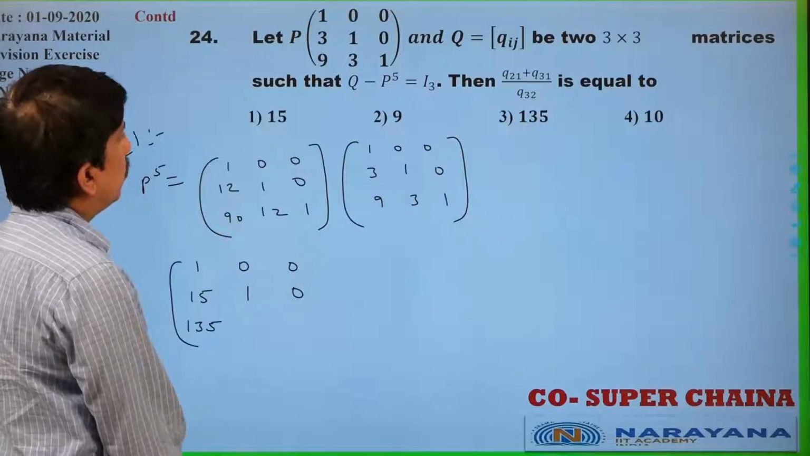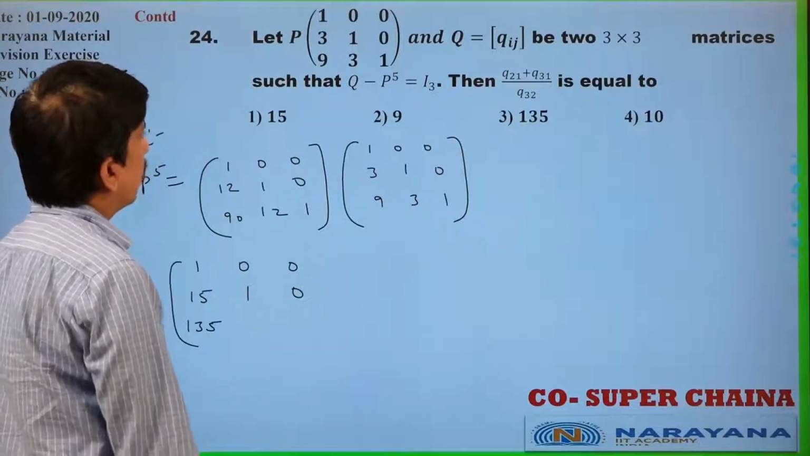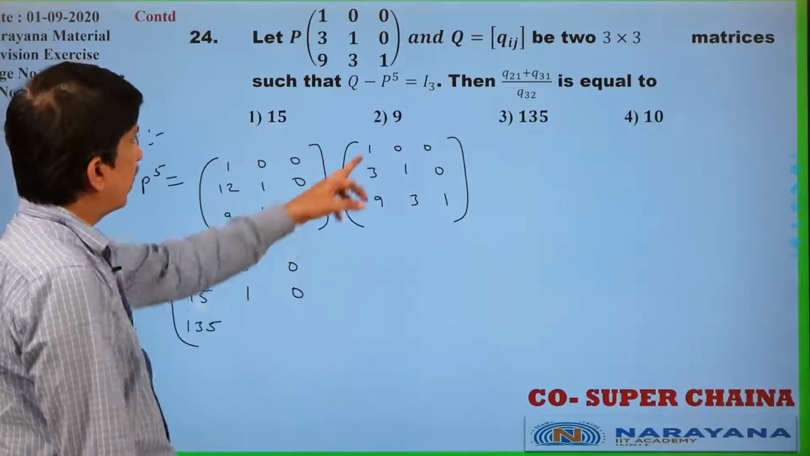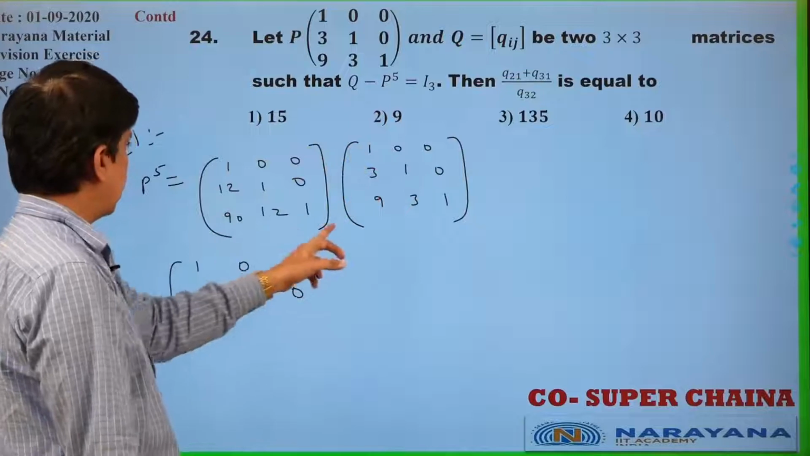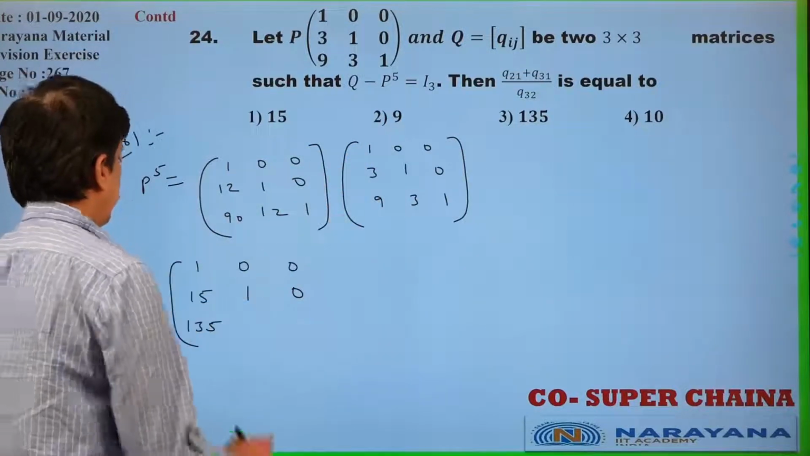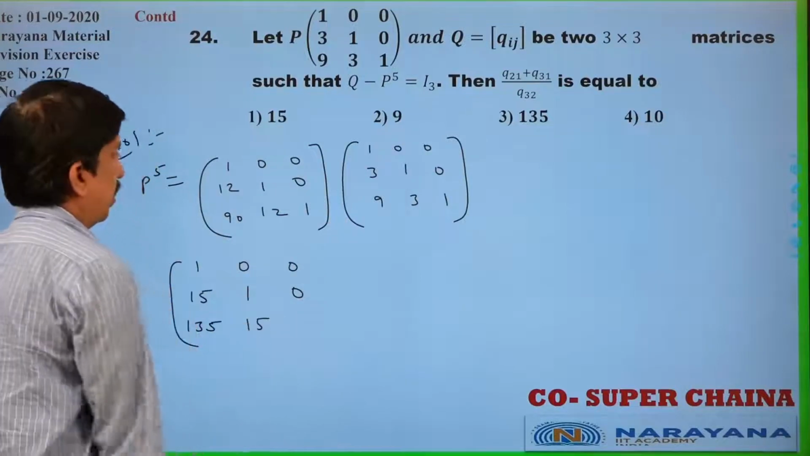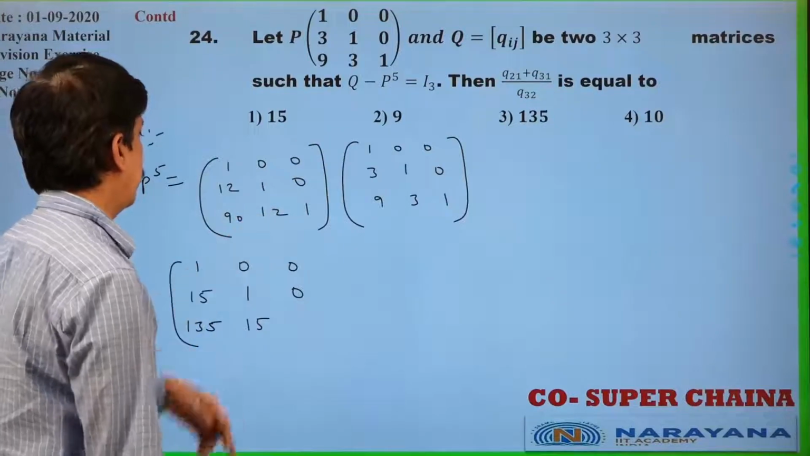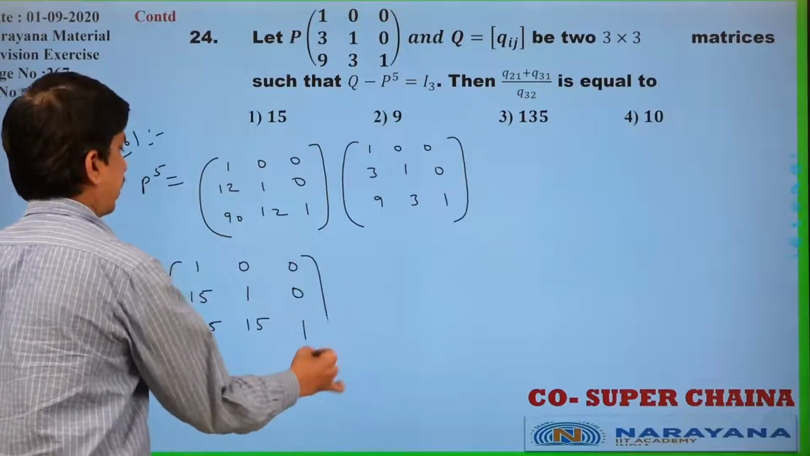Now, we can get that one. What will happen is nothing but 135. After that, third row, second column, what you will get? 90 into 0, 12 into 1, 1 into 3. This will become 15 only. Third row, last column, 90 into 0, 12 into 0, 1 into 1, 1 we are getting.